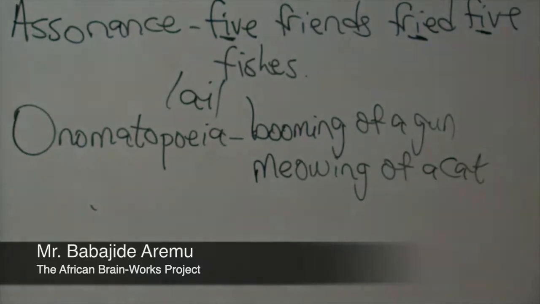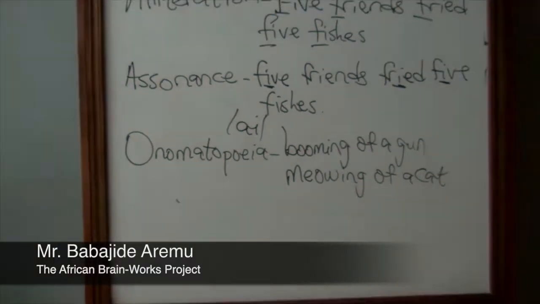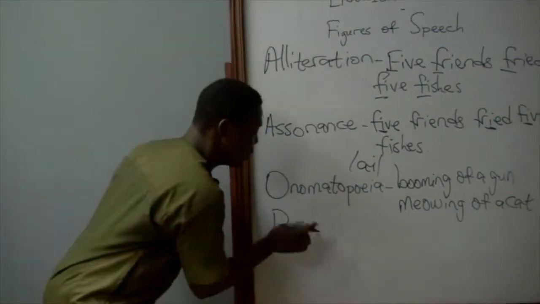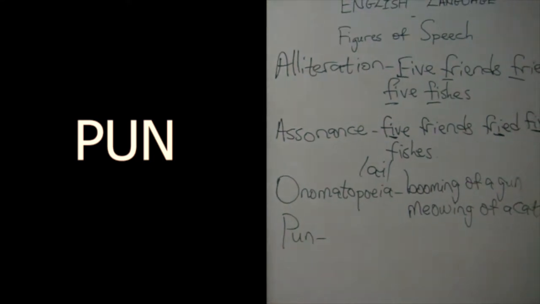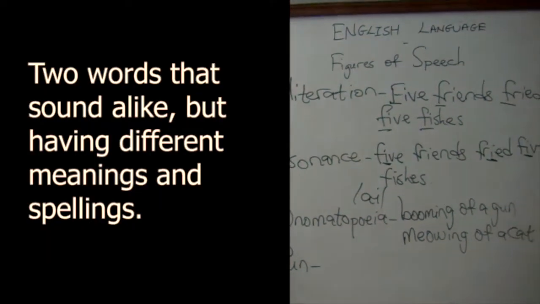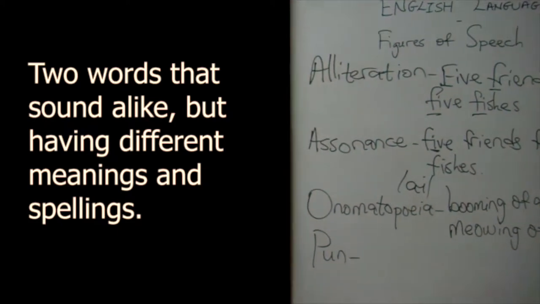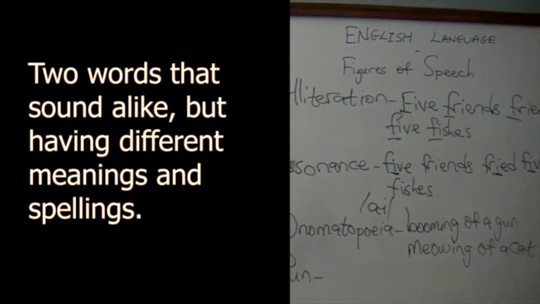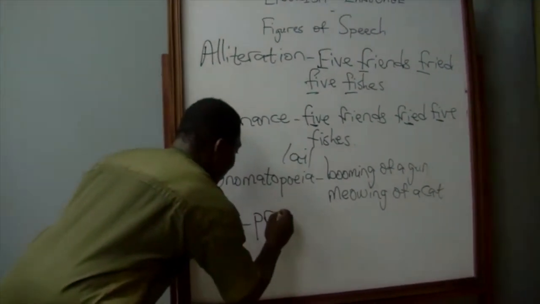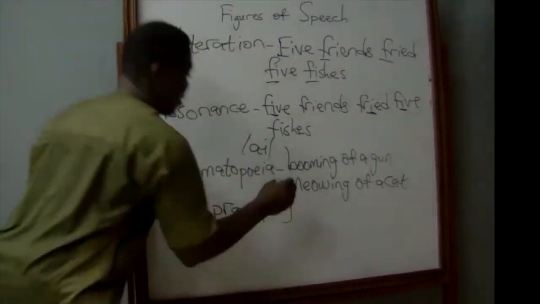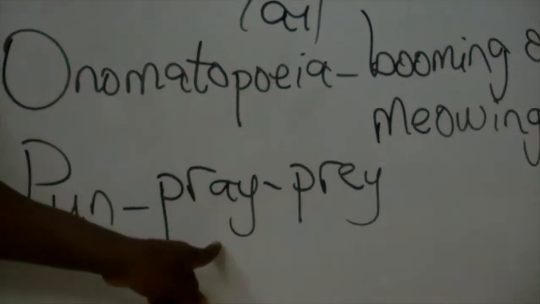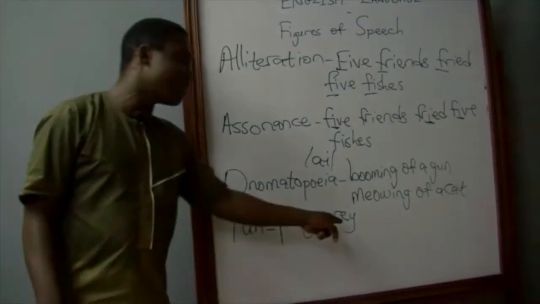Now, we're moving on quickly to what we call pun. Simply put, the word pun is giving two words that sound alike but having different meanings, and different spellings. For instance, the word pray and prey. And I can say, the man pretended to be praying while he was actually preying on someone.